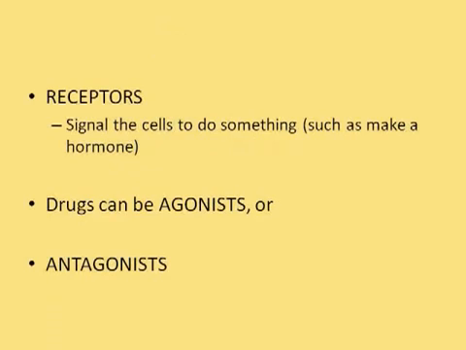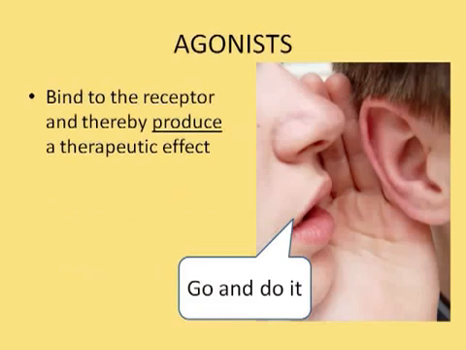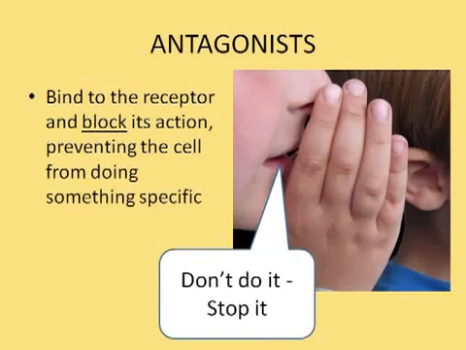Receptors are structures on the cells that tell the cells to do something. They can be agonists, where they bind to the receptor and produce a therapeutic effect. For instance, it binds to a receptor and says, hey, we've lost a lot of blood, you better make the blood pressure go up. So raise blood pressure. Or the drugs can be antagonists, where they bind to the receptor and block its action. They prevent the cell from doing anything. Example, hey, your blood pressure's too high, stop doing what you were doing.